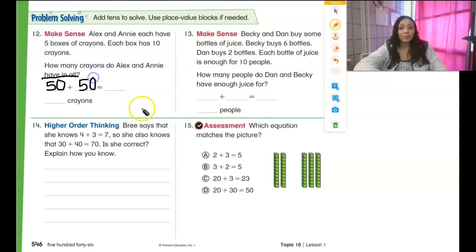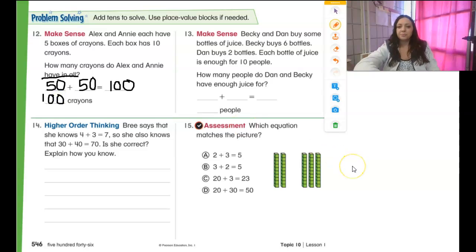Well, this is like a problem I know really well. 50 plus 50 would be 5 tens plus 5 tens. What's 5 plus 5? 10. So what's 10 tens? If I have 10 tens, I have 10, and then I add a 0 for the tens. What number is that? 100. 50 plus 50 is 100.